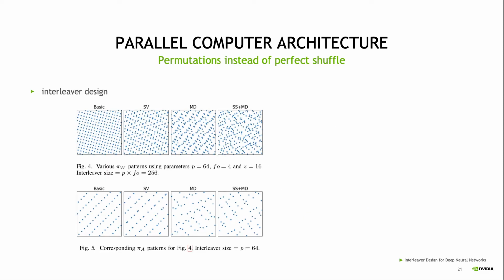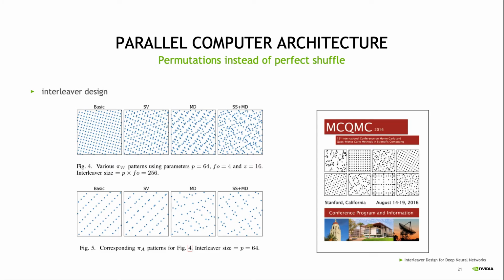The permutations have their origins in interleaver design. Taking a look at the visualizations, where a point in the unit square means a connection of the neuron at coordinate x to a neuron in the next layer at coordinate y, you are immediately reminded of the sampling patterns that are at the heart of the MCQMC conference series.